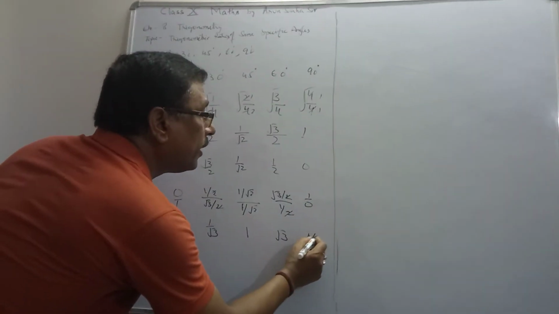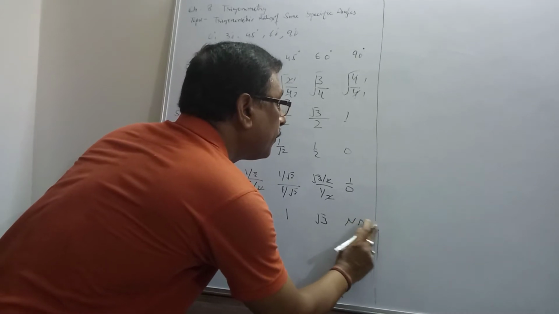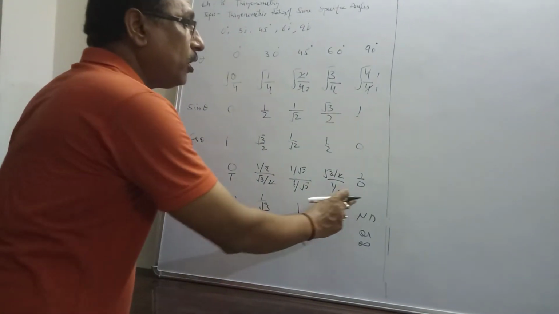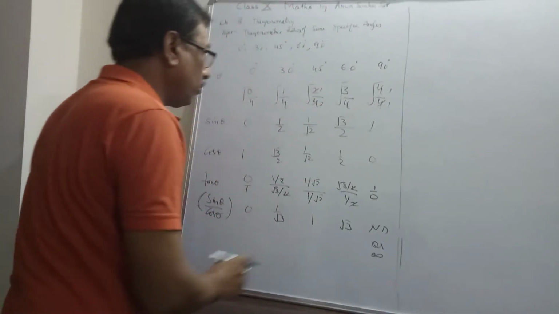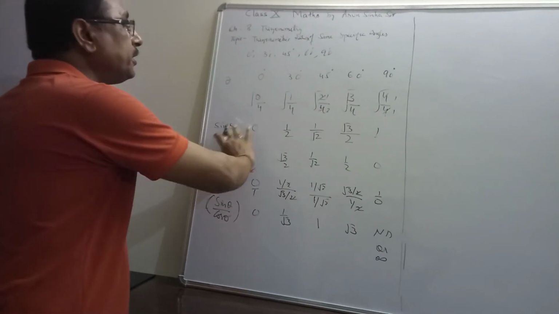1 by 0 is termed as not defined, or you can say it's infinite. Not defined, that is 1 by 0, or you just term it as infinite. Okay, so you are getting these three values. These are the basic three values. Now just reciprocate these.